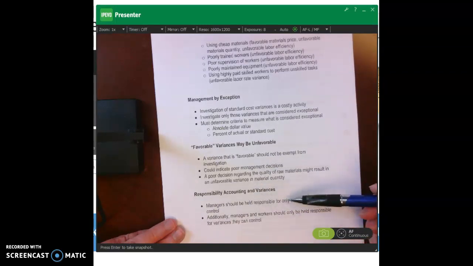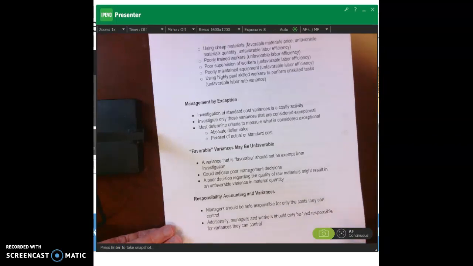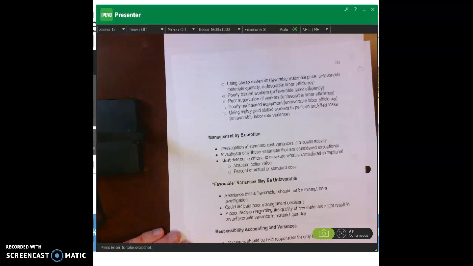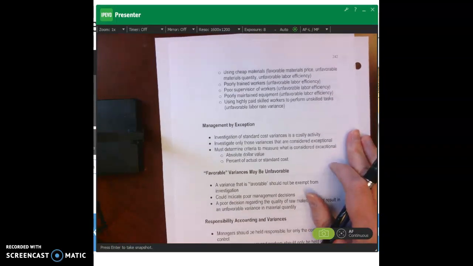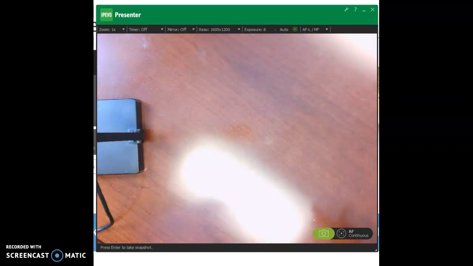Managers should only be held accountable for those costs that they can control, and workers should only be responsible for the variances that are within their control as well. Otherwise, it's not very fair.